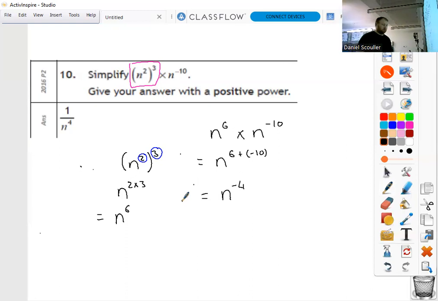A negative on the top line means, if we want to leave it as a positive power, we need to put it at the bottom of a fraction. Now, remember, there's no number there, but we can write a number 1 in front of that term. So when we move n to the power of 4 to the bottom of a fraction to make it a positive power, the fraction becomes 1 over n to the positive 4.